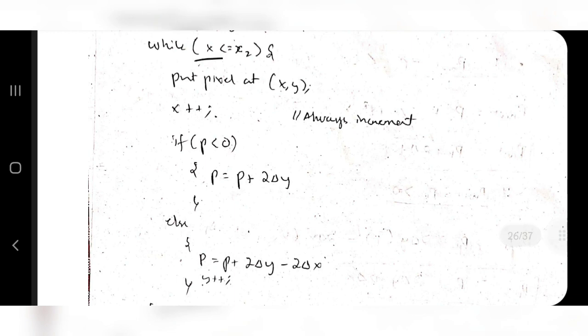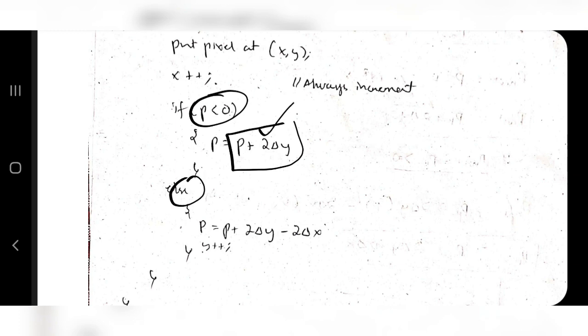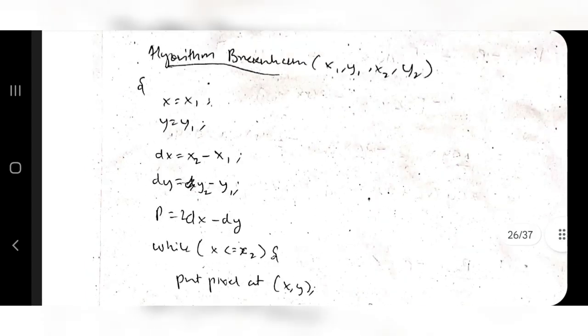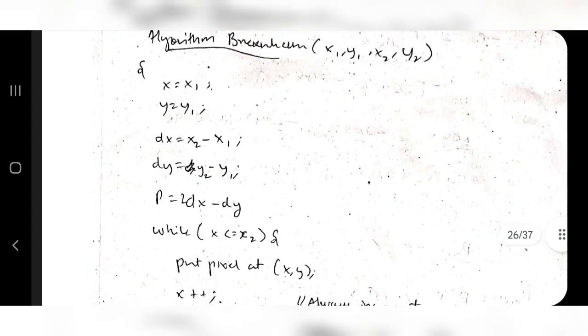While x is less than x2, meaning till x reaches the end, we have to increment it. Always x will increment. But the question is whether y will go to the next pixel or stay at the previous pixel, and that depends on the p value. If p is less than 0, calculate the next p value, p plus 2 delta y, and do not increment y. Otherwise, p is equal to p plus 2 del y minus del x, which means p is greater than 0. At that time, you have to increment y. In that way, it keeps going until x1 reaches x2.